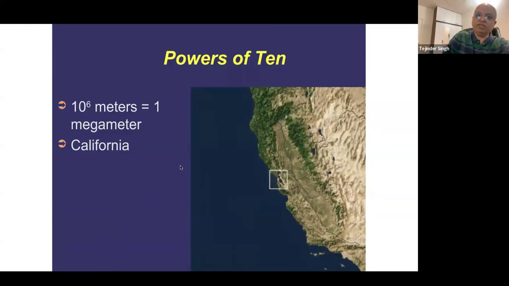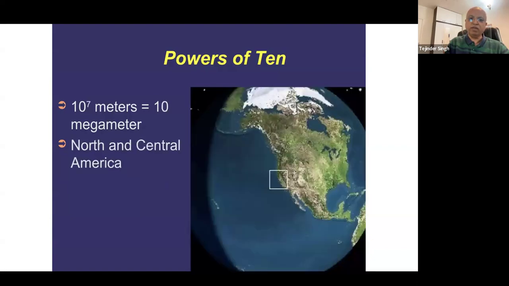Okay, so now we are at an even bigger picture. We are seeing a larger part of the earth, and the size is 1 followed by 6 zeros, 10 to the power 6 meters. That's called a megameter. So this size now is the state of California, or it could be the state of Maharashtra in India next to the Arabian Sea. So we now make it 10 times bigger. The next slide will show you an area which is 10 times bigger.